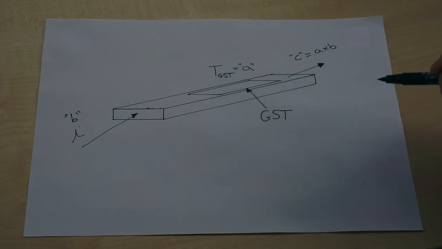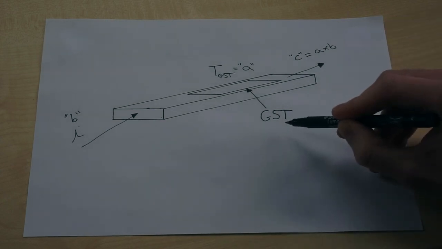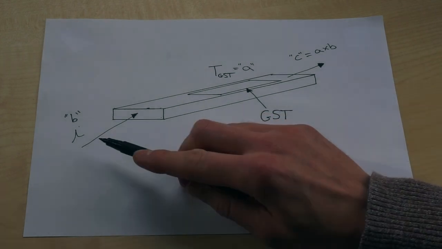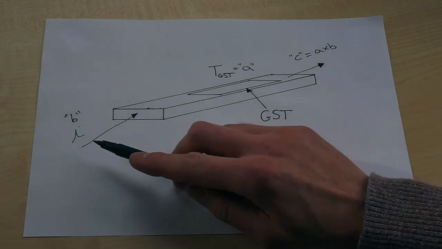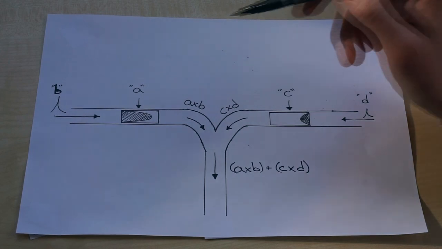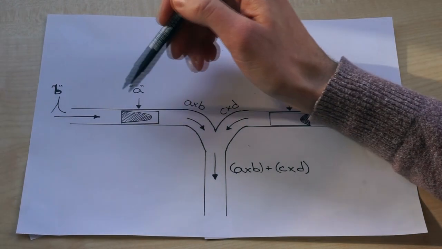Since the state of the GST does not change, we can multiply as many numbers as we want at the speed of light by multiplying different amplitudes of B with the constant value of A. So if we combine two of these unit cells in parallel, we can achieve basic matrix vector multiplication.